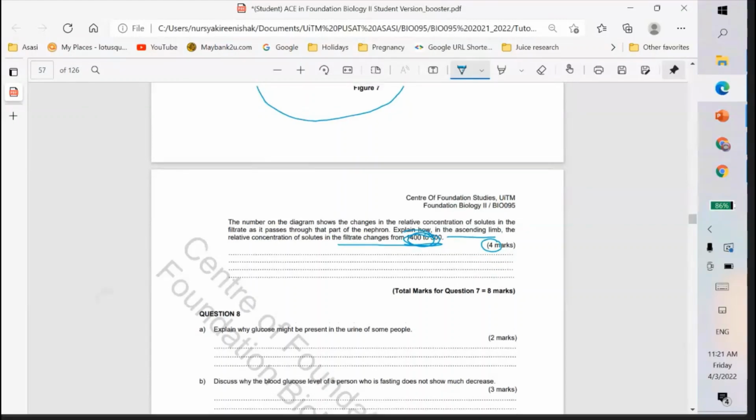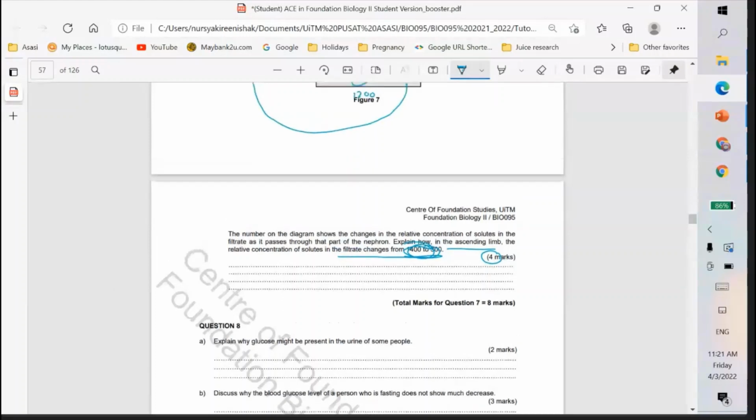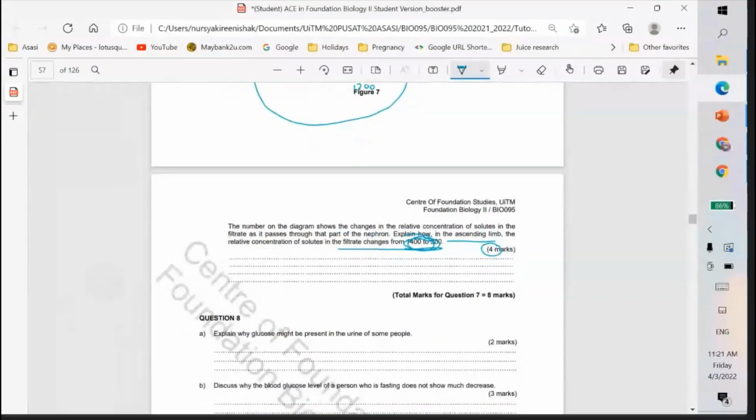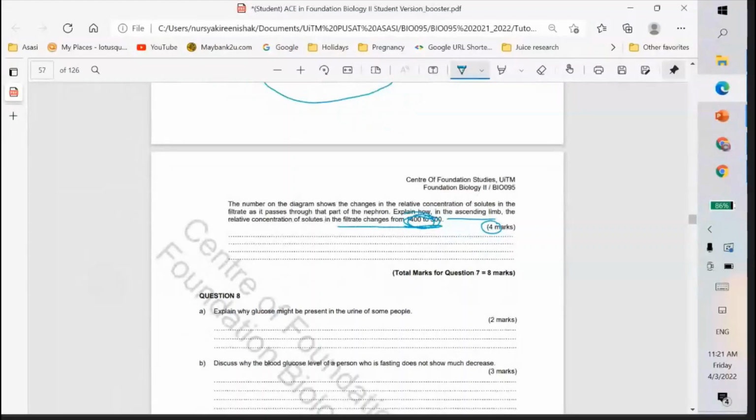Soalan awak ni, dalam awak punya soalan, 4 markah, dalam saya punya answer scheme dia 2 markah. So tak apalah, kita ambil for the bigger marks.